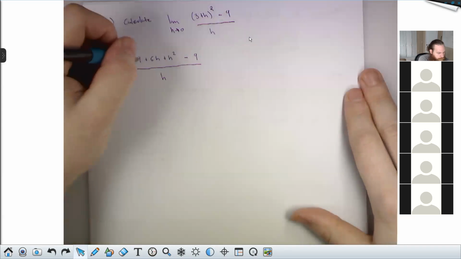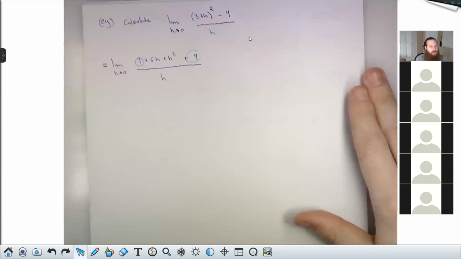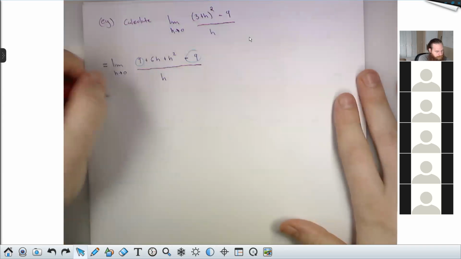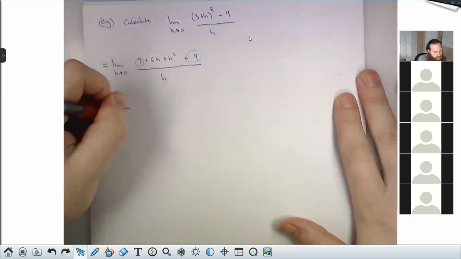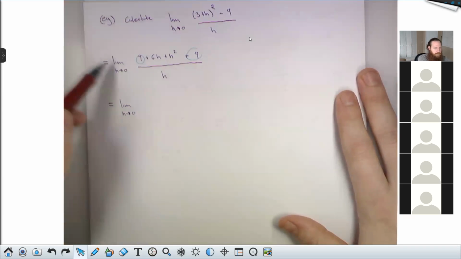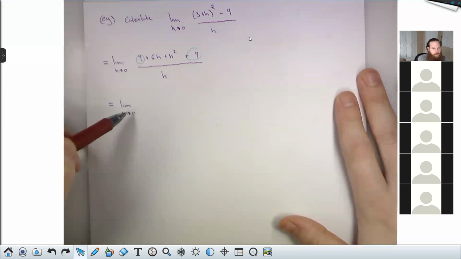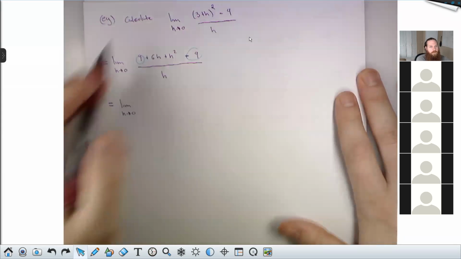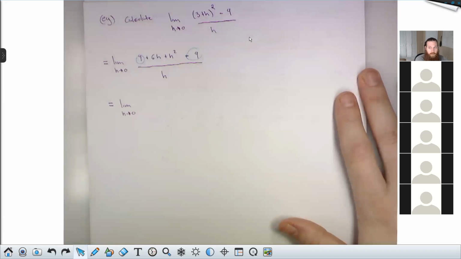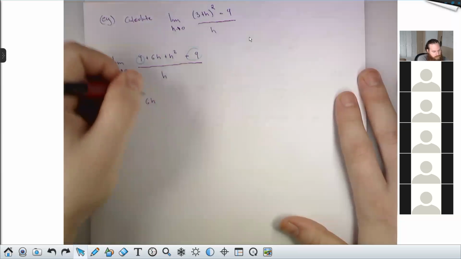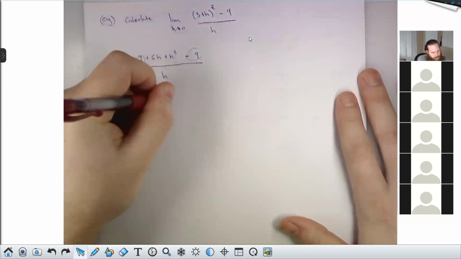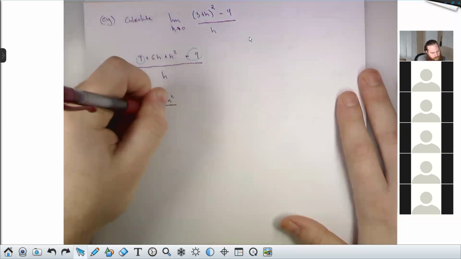Now what you see is that this plus 9 and this minus 9 are going to eat each other up. So I'll be left with limit h to 0. And please don't forget to write your equal signs. Don't forget to write your limits. This is good notation. As you solve your problems in the homework, please try to mimic the notation I use. It'll save you a lot of stress and it'll save you points on the test. So with these 9s gone, I have 6h plus h squared all over h.